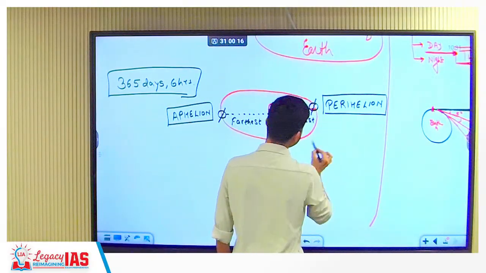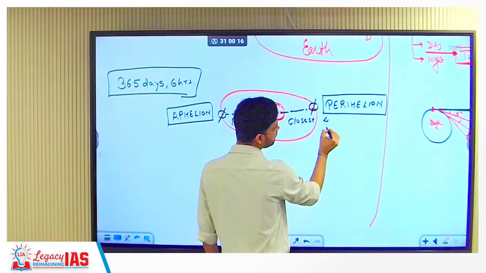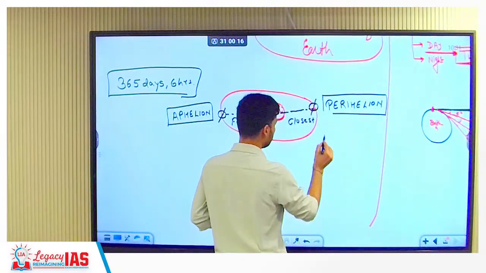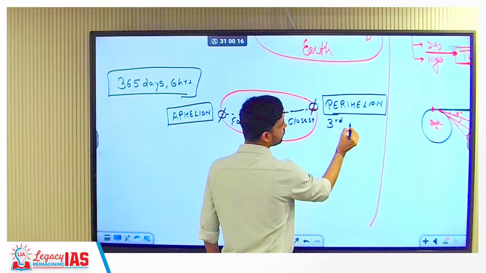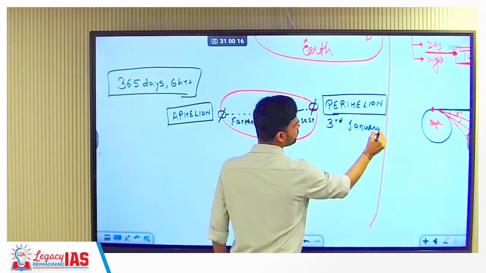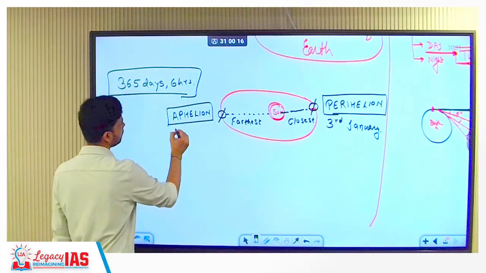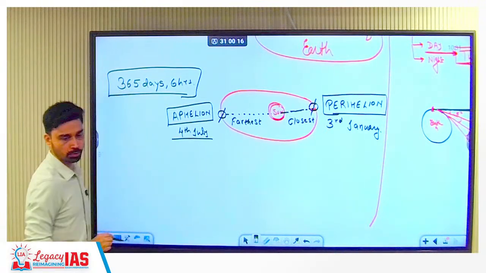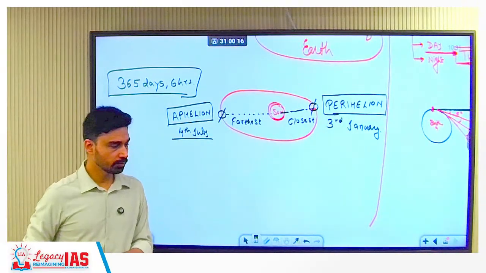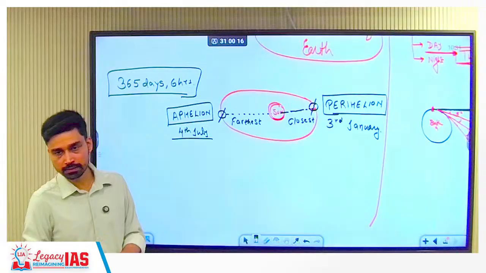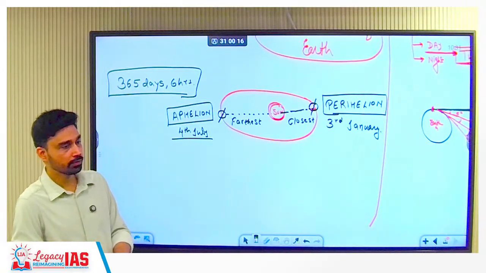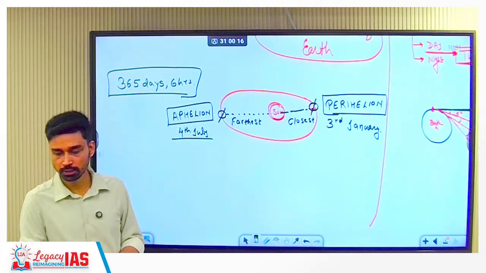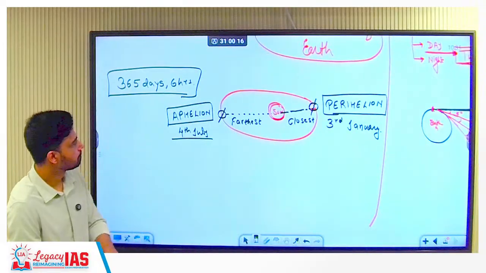Now, in 365 days, perihelion is experienced around 3rd of January. Generally, around 3rd of January we experience perihelion, while on 4th of July we experience what we call aphelion. That means on 3rd January, Earth and Sun are at closest distance, and on 4th of July, Earth and Sun are at farthest distance. So the aphelion and perihelion.